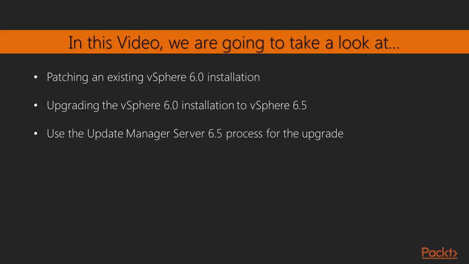We will take it from vSphere version 6.0.0 to 6.0 update 2, and then we will upgrade that installation to vSphere 6.5, and we will use the Update Manager Server 6.5 process for this upgrade.